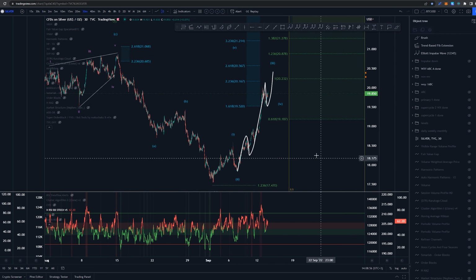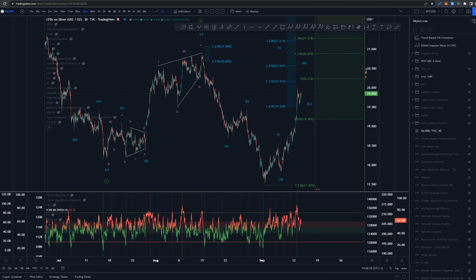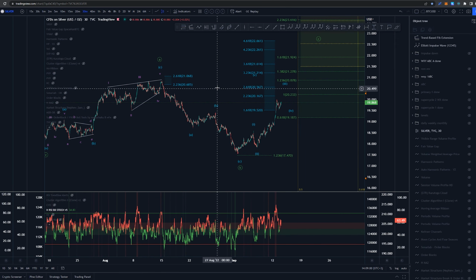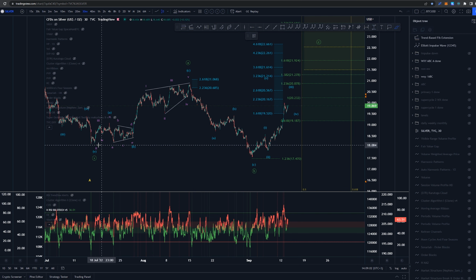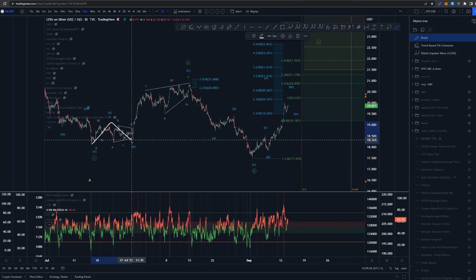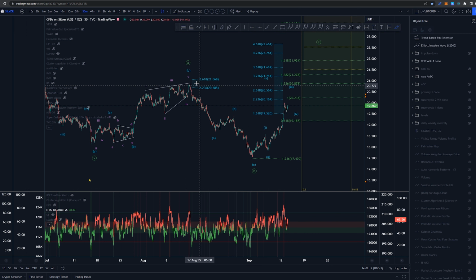But again, we have to be a bit careful here, just because the extensions are telling us that this is an impulse wave structure. Same structure we had in here, we were creating a very impulsive looking structure in here, but it turned out to be an ABC, even though the extensions here were way better. Pretty good as well, I have to say.